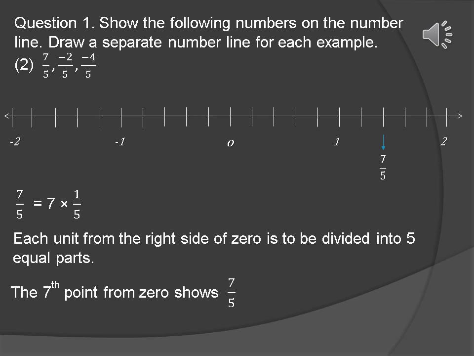To show minus 2 by 5 and minus 4 by 5 on the number line, first we will show 2 by 5 and 4 by 5 on it. The numbers to the left of 0 at the same distance are the numbers minus 2 by 5 and minus 4 by 5.